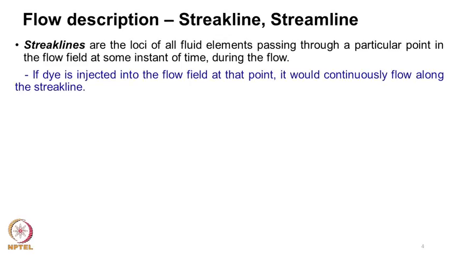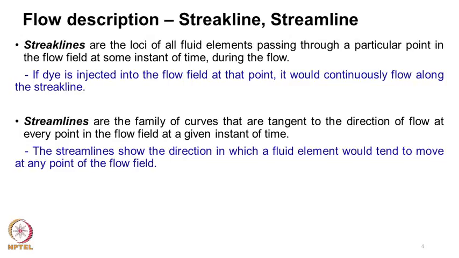There are 2 other definitions, streak line and streamline. So, streak lines are the locus of all fluid particles which pass a particular point, and after some instant, whatever particles have crossed that particular point, if you connect all of them, then you get a streak line. So, in experiment, if a dye is injected, then it would continuously move only along the streak line.